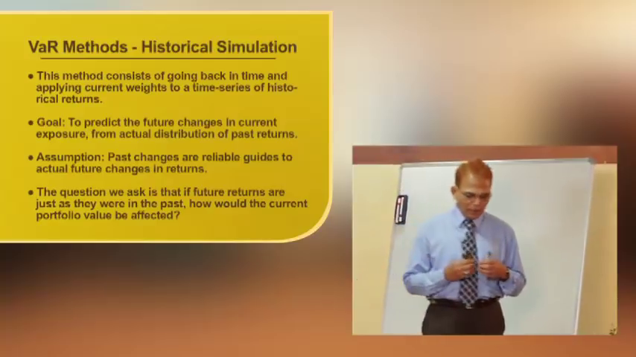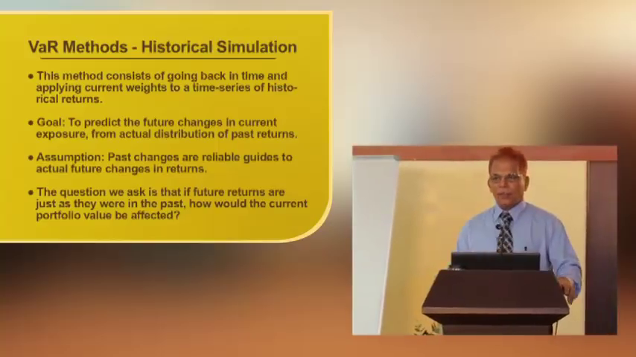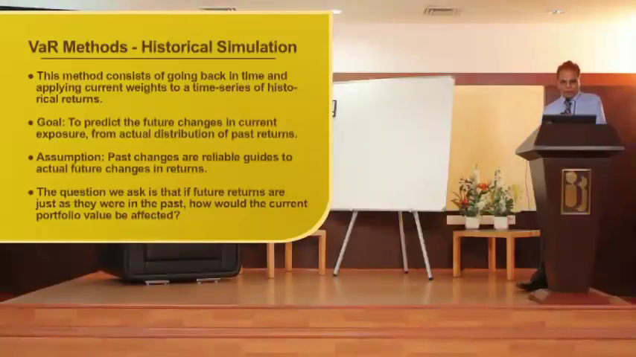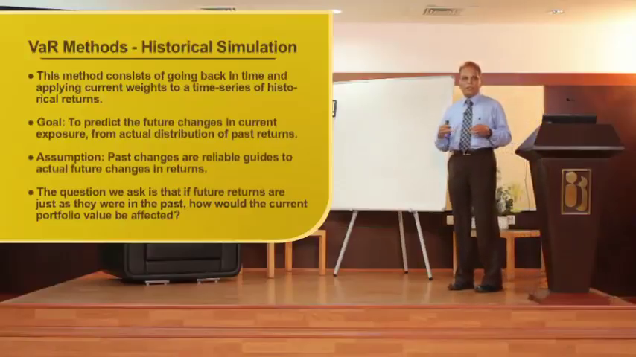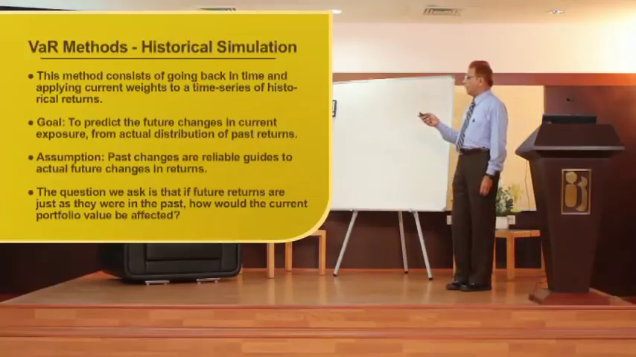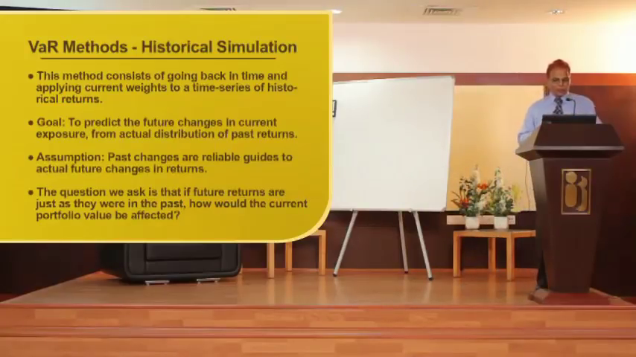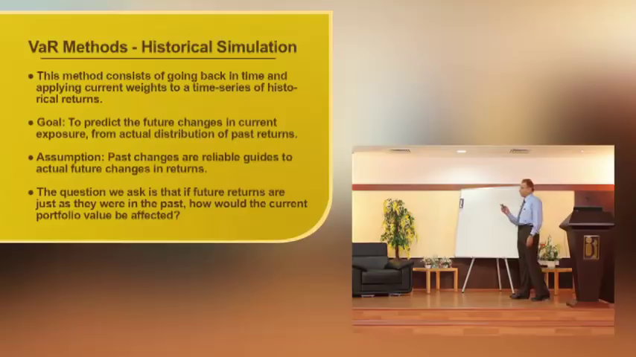So it uses the historical returns, and it predicts the future changes to the current exposure. So what it does is it takes your current portfolio and calculates the returns on the portfolio going back 250 days or 500 days, the number of days stipulated by the regulators. And basically the important assumption here is that past changes are a reliable guide to future changes. So the question we ask here is, what if future returns are just as they were in the past? How would the current portfolio value be affected? So basically it assumes that whatever changes have happened in the past may get repeated in future.